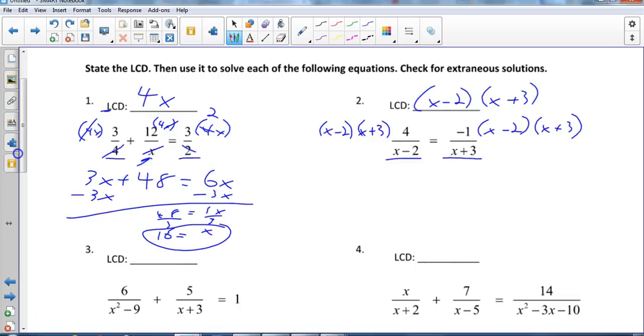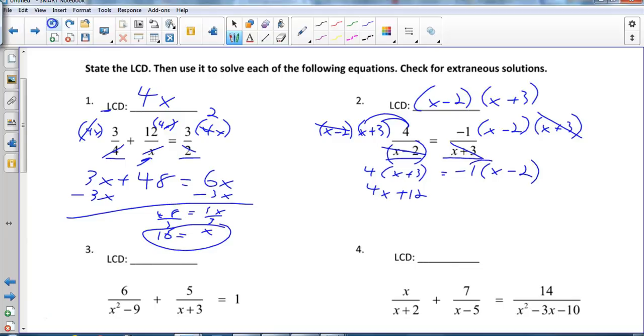Now we cancel what we'll cancel. This cancels with that, leaving us 4 times x plus 3. If you want to distribute it right away and get 4x plus 12, you can go right there if you're good with it. Just be careful. Equals, the x plus 3 cancels, negative 1 times x minus 2. If you want to distribute this right away and get negative x plus 2, that's fine.